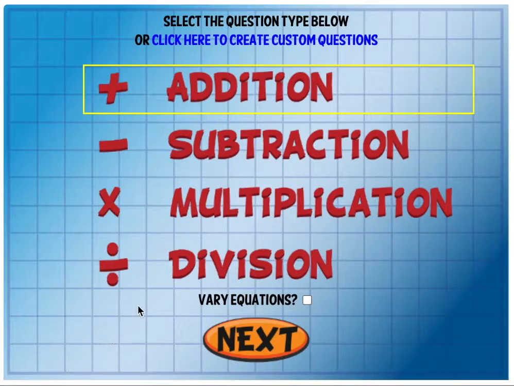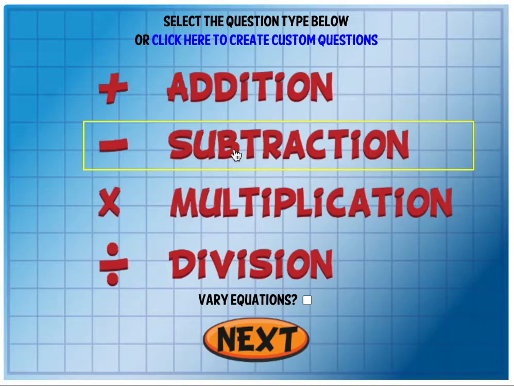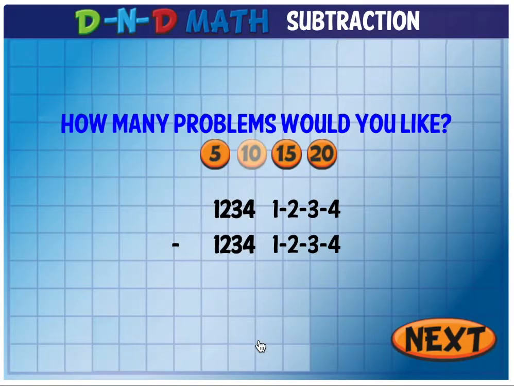After you press play, you want to look through your options here and pick the operation that you will be working with students on. I'll pick subtraction as an example. Next, you want to pick how many problems you'd like to solve, so I'm going to pick 5 there.